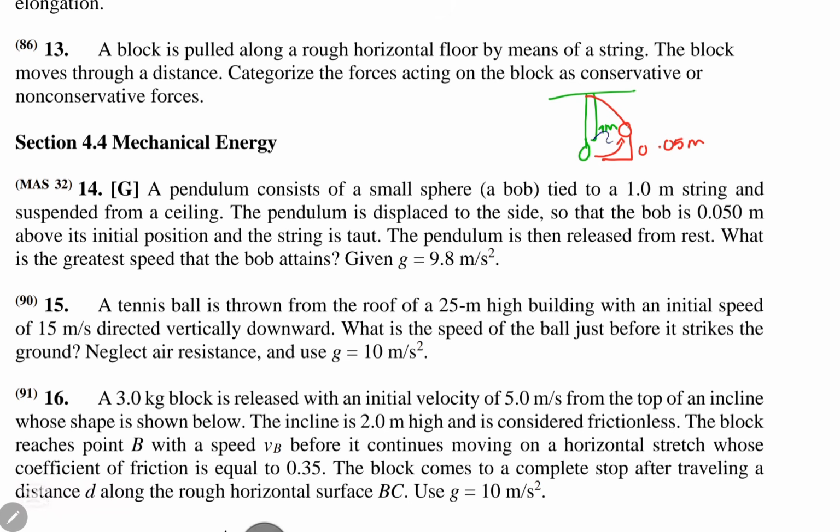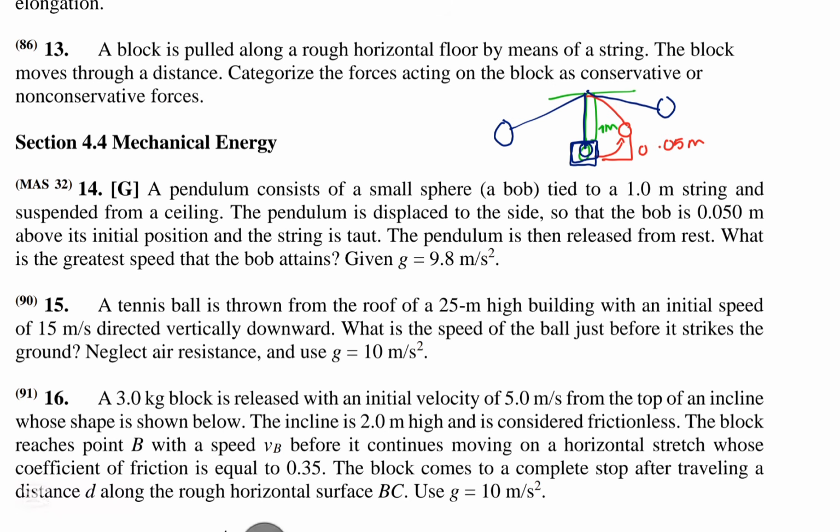The greatest speed that the bob obtains would be over here. Because look, here, the greatest kinetic energy means the greatest speed. Here, for example, it has the greatest potential energy. So let me find at its original position what was its speed. This would be the greatest speed.